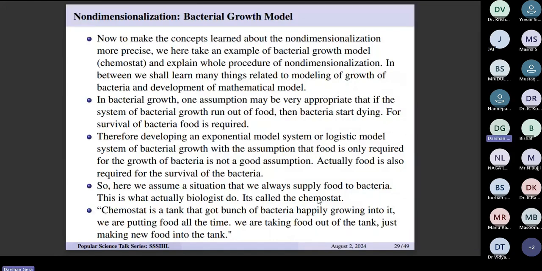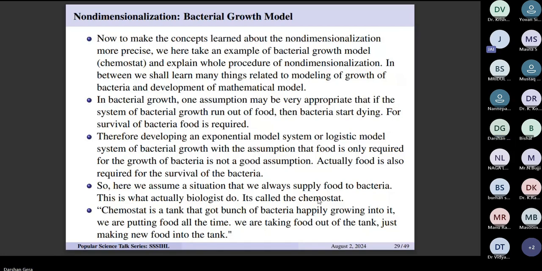This is one assumption. So whenever you model it with an exponential function, this assumption will fail. So we have to take the availability of food into the model system also. Here we assume a situation where we always supply food to the bacteria so that they can survive. For growth alone, we don't need the food; for their survival, we also need the food.